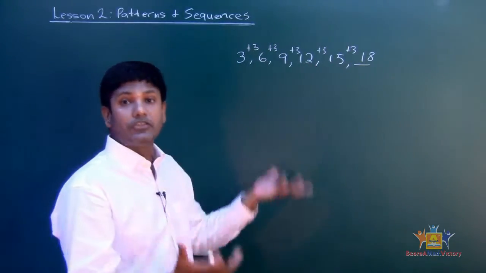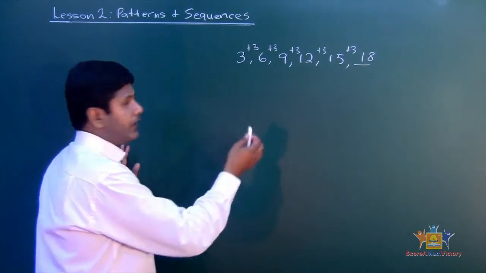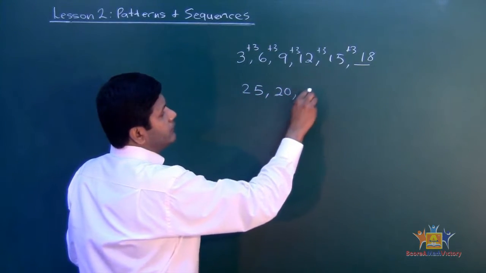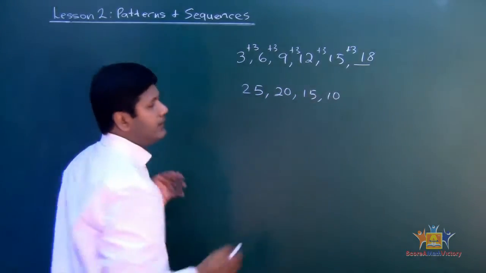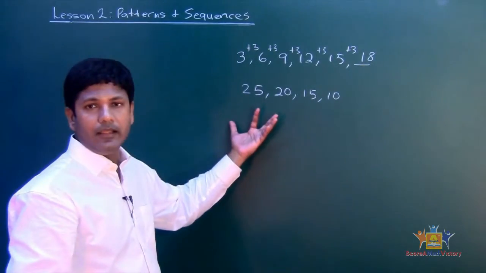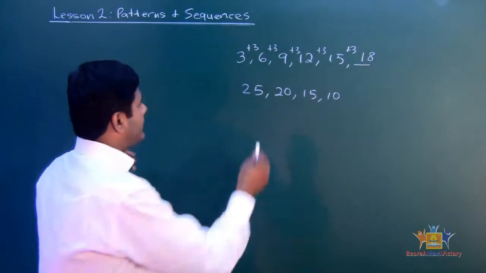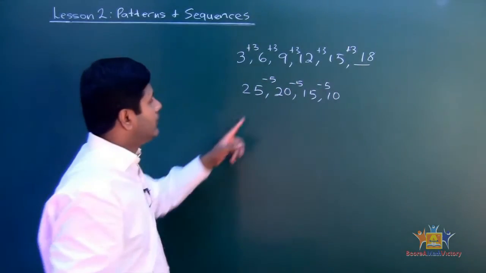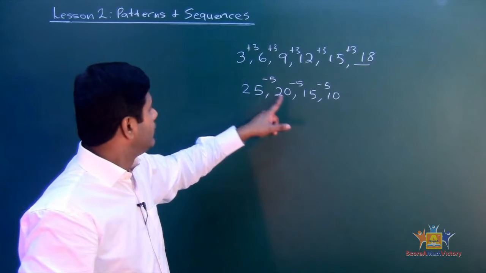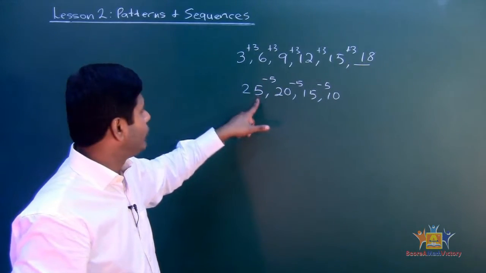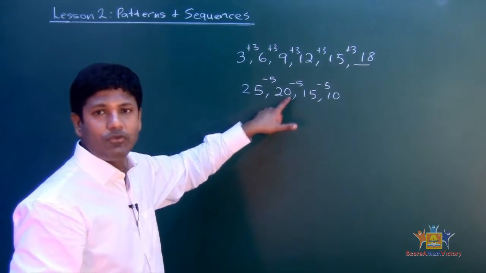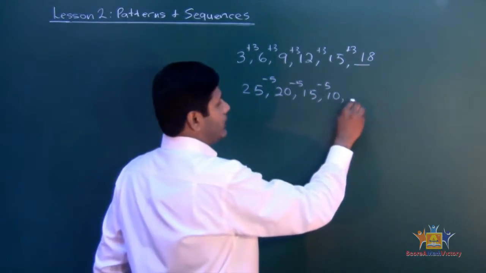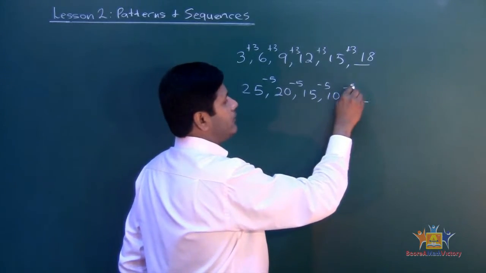You're subtracting, alright? Let's say for example, if I have 25, 20, 15, 10, see that? What kind of sequence is that? I'm subtracting 5. See, reducing from 25 to 20, because 25 minus 5 is 20, 20 minus 5 is 15, 15 minus 5 is 10. So what would be the next number? 10 minus 5, which is 5.